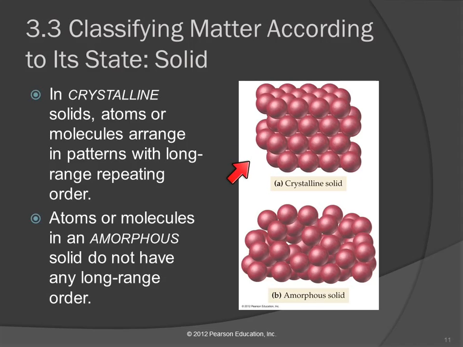In a crystalline solid, the particles are arranged in a definite pattern, and that pattern has long-ranging order. We see if we go up and down, there's a pattern. We go side to side, there's a pattern. Crystalline solids have repeating patterns. Amorphous solids do not.